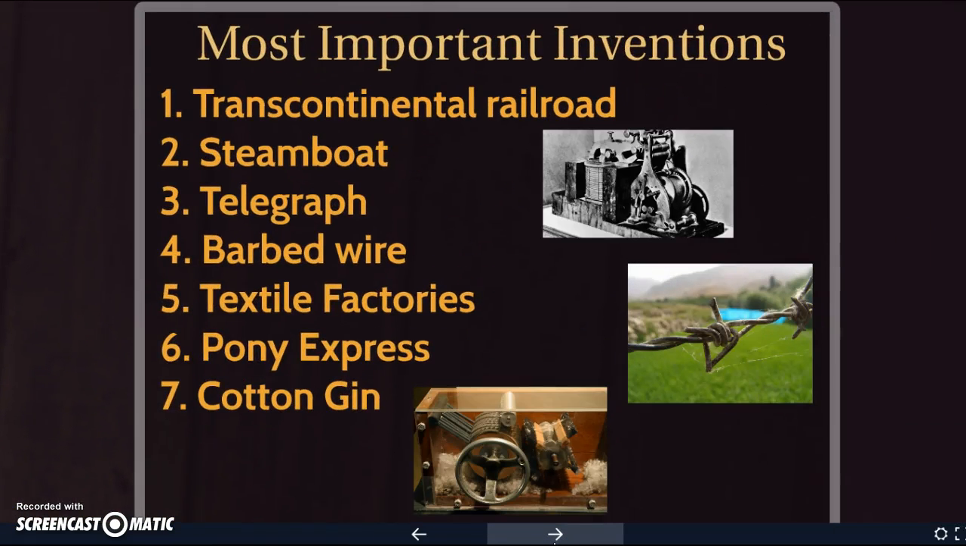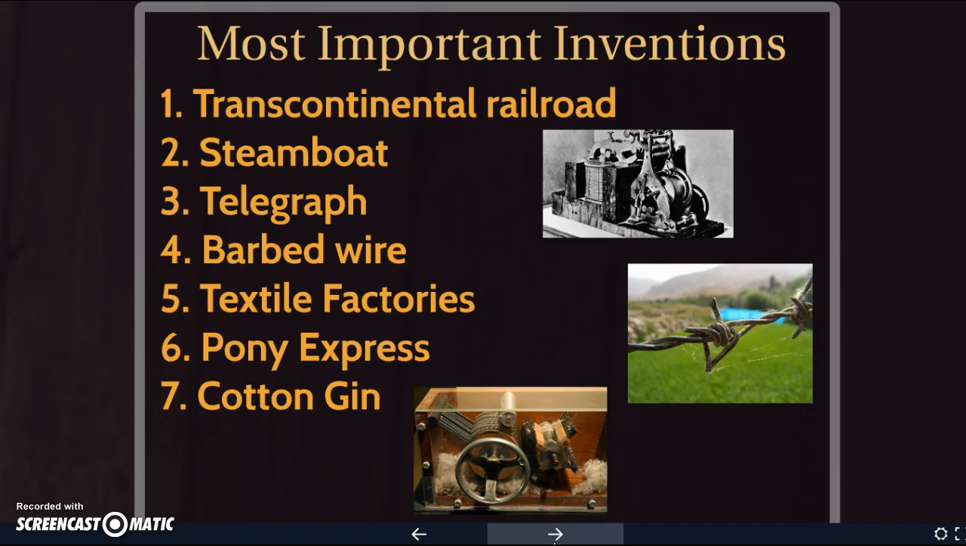The 7 most important inventions of the first Industrial Revolution can be seen right here. The first of these is the Transcontinental Railroad. This was flippin' cool. Before the Transcontinental Railroad, the only way to transport goods, people, anything that needed to be moved across the country was with horses or on a boat on the river. The railroad is going to be way, way, way faster than horses.